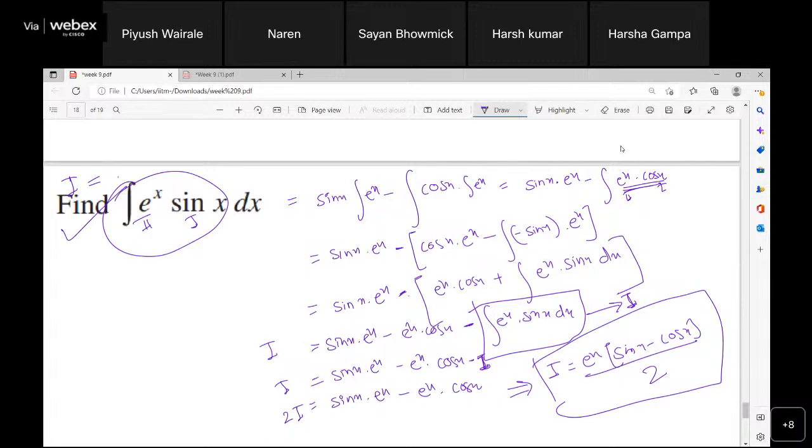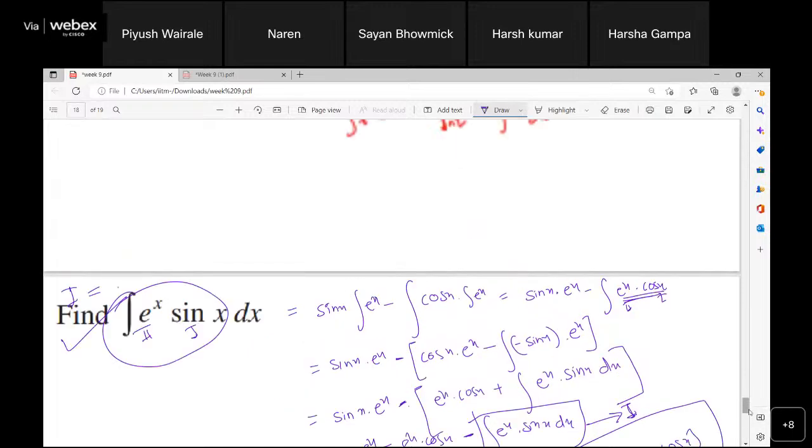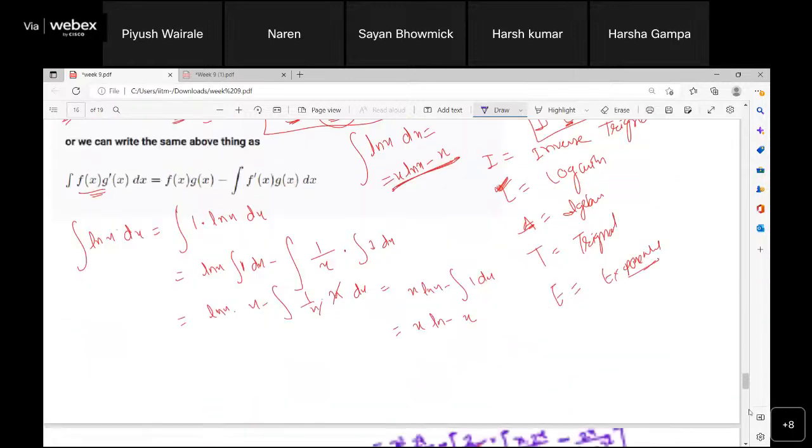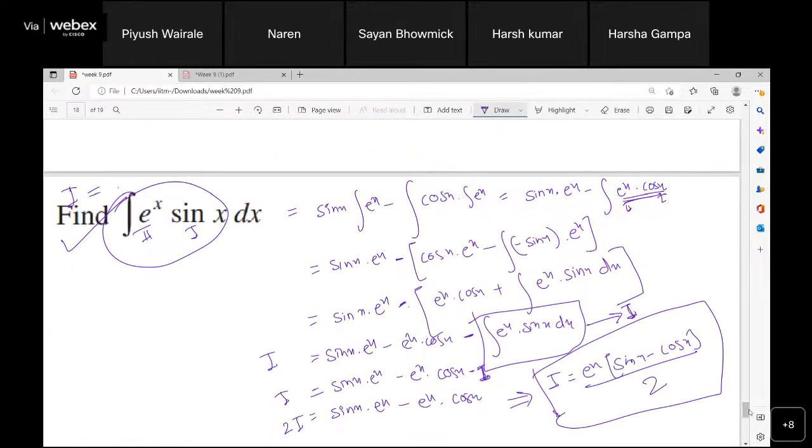Don't worry, we will not ask such type of question in the quiz or end term. I'm talking about this particular case where we need to take I to this side. So this is how we apply integration by parts. If we're getting the same term again and again, we simply assume it as I, and then we can do it like this.